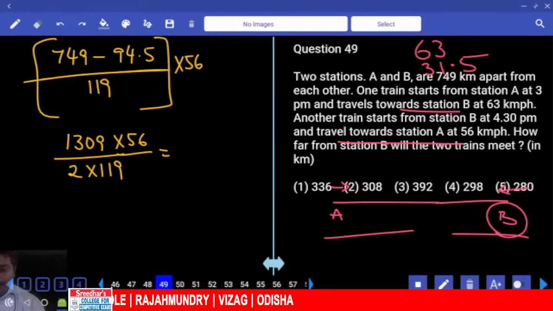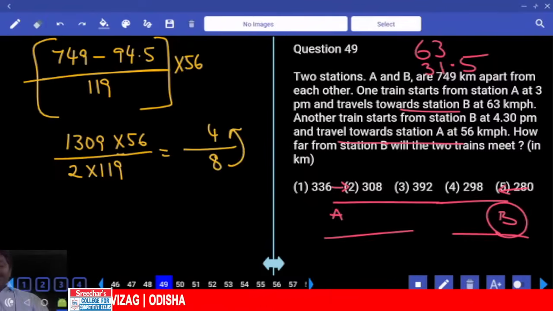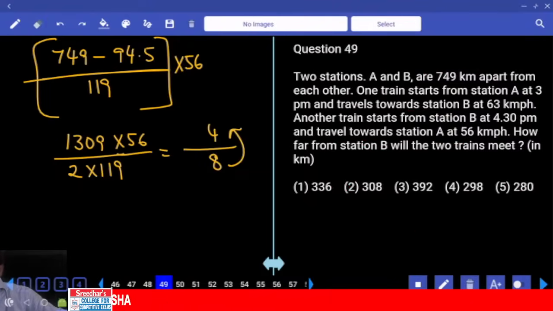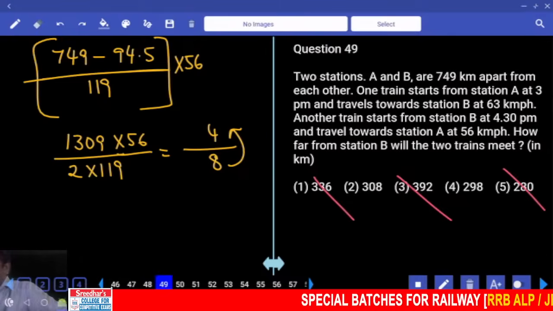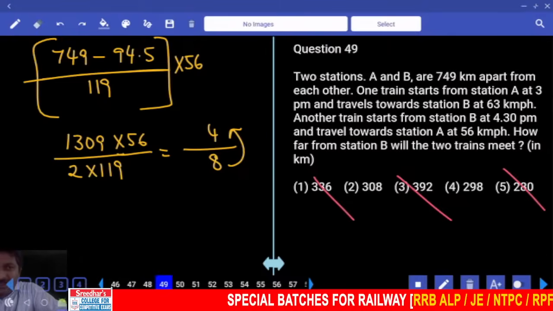The numerator ends with 9, the denominator ends with 8 into which number ends with 4? Either 3 or 8. So the answer may end with either 3 or 8. How many options are there? 2 options are there. Observe those 2 options carefully.